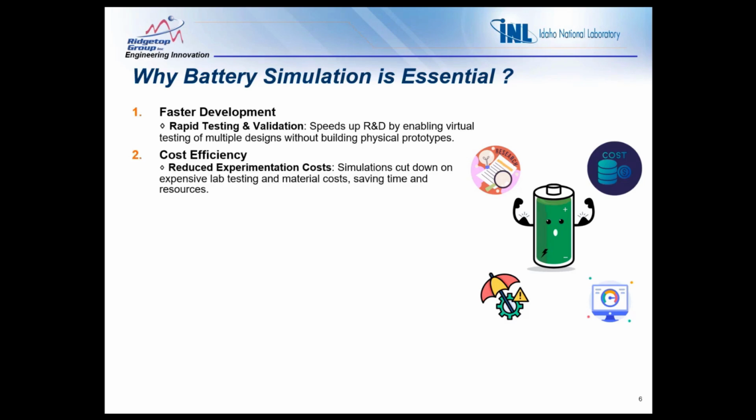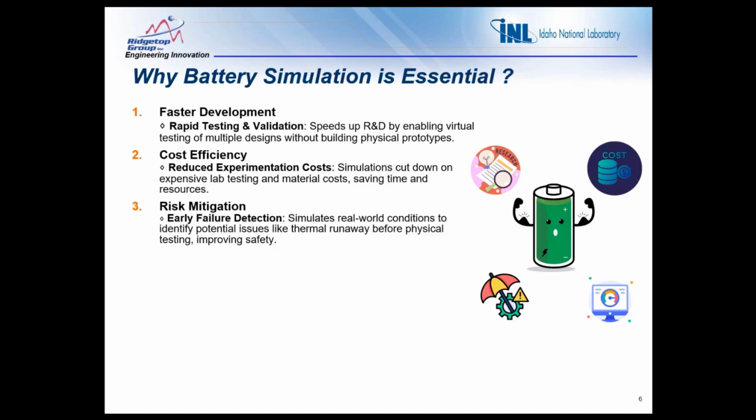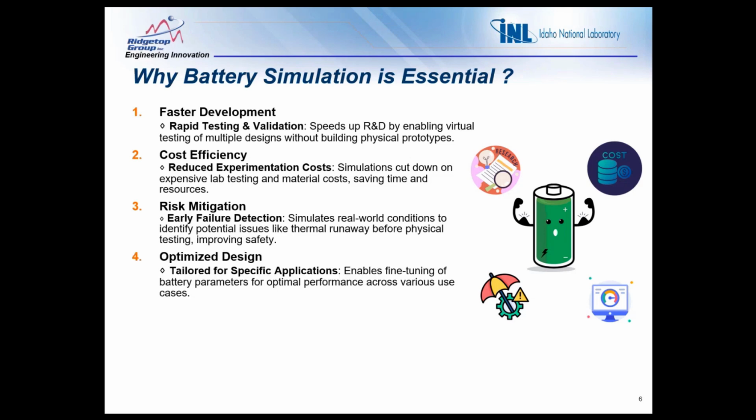Second, simulation is cost efficient. It reduces the need for expensive lab testing and physical experimentation, which not only saves on material costs, but also frees up resources for other parts of the development process. Third, it helps us mitigate risks. By simulating real-world conditions, we can identify potential failure points like thermal runaway long before the product hits physical testing. This greatly enhances the safety and reliability of our designs.